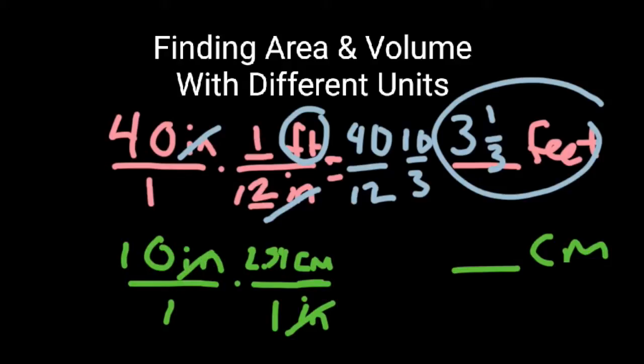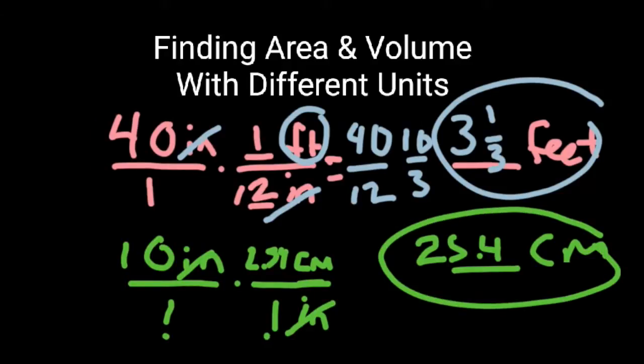And then we multiply. 10 times 2 54/100 is 25 4/10 centimeters. And 1 times 1 is just 1. So 10 inches is 25 4/10 centimeters.